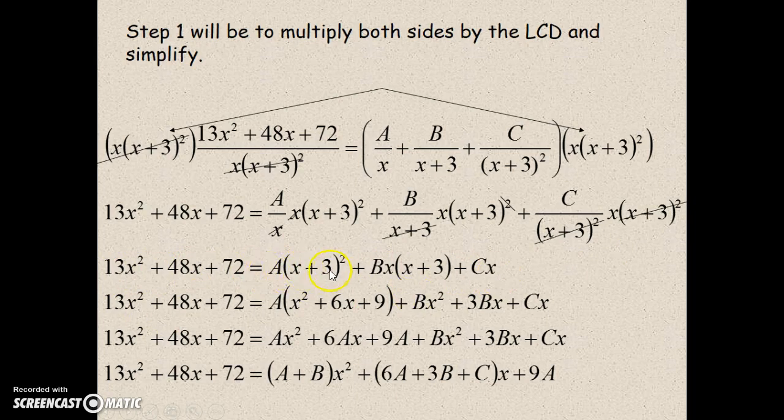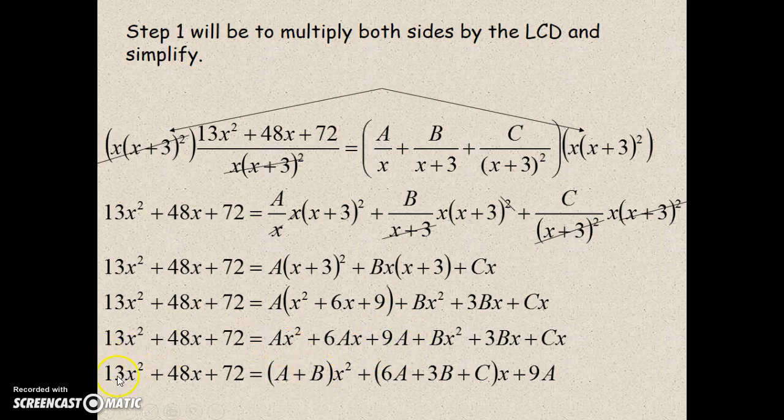We do need to distribute here and distribute through and get all of our a's and b's and c's and so forth with their corresponding x terms or constant terms. And then we gather like terms. A plus b is going to be the coefficient of x squared. 6a plus 3b plus c is going to be the coefficient of x, and then our constant is just going to come from 9a. We know what to set a plus b equal to because it has to equal 13.